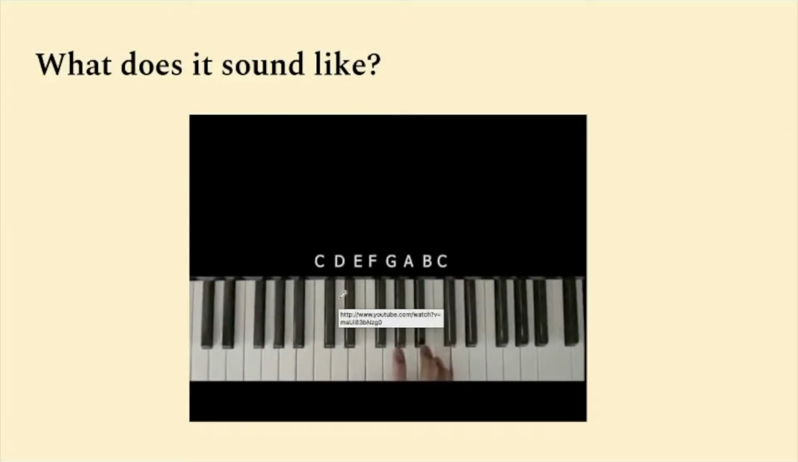After these 7 notes, the letters repeat again, but in a higher range. Notice how both C's sounded like the same note, but the second one sounded higher. Let's take another listen.